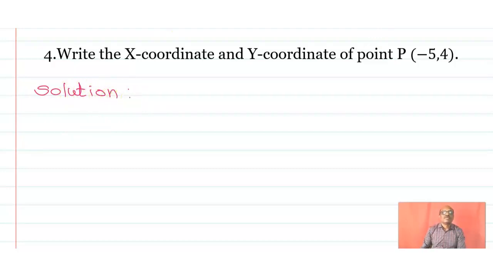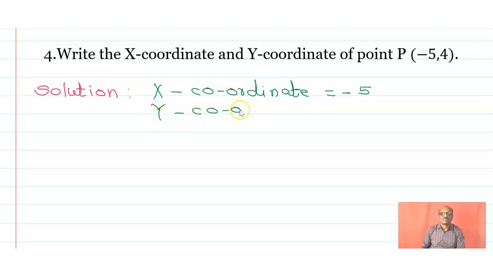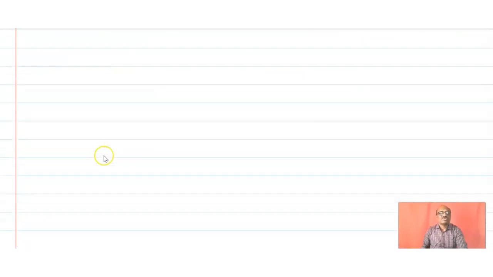Okay. So this is a solution. X coordinate is equal to minus 5, and y coordinate is equal to 4. Okay. Now the next question.